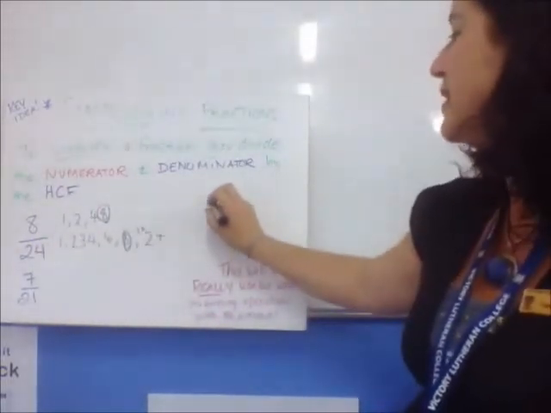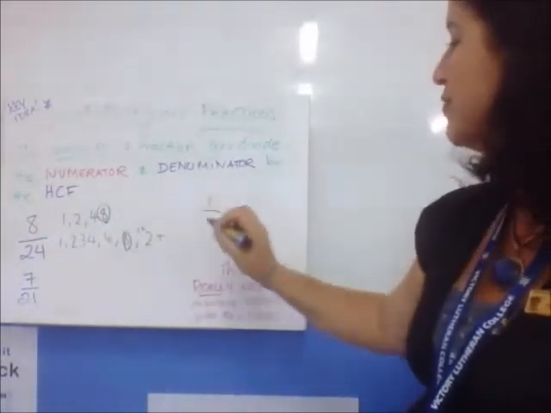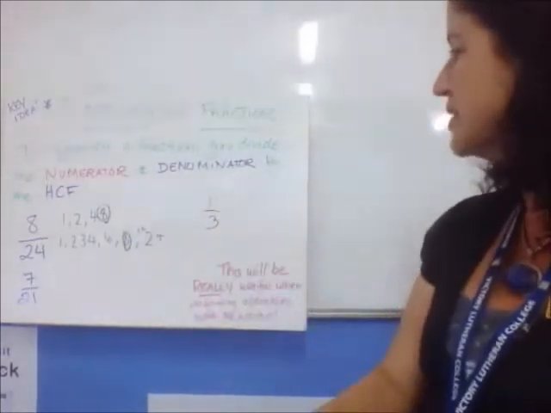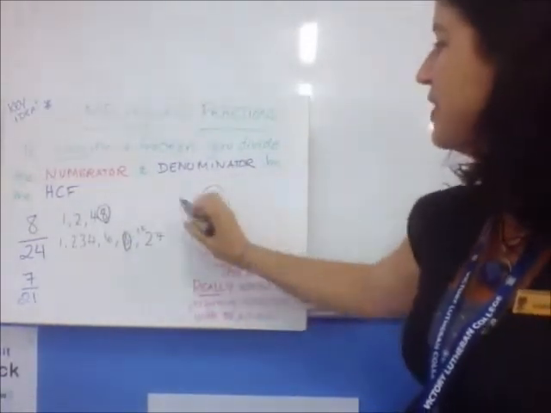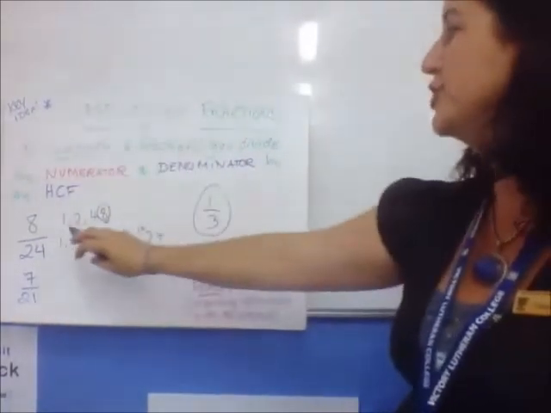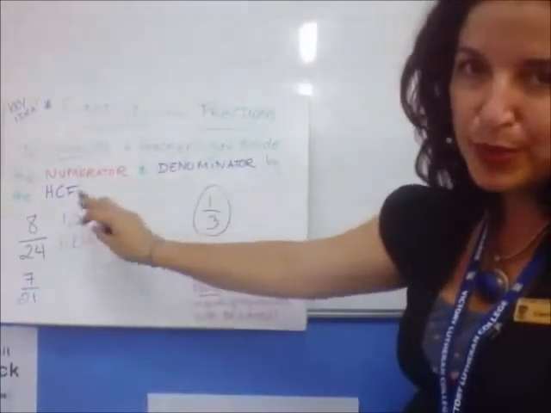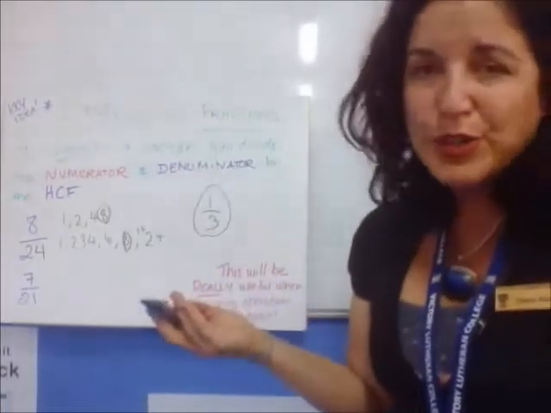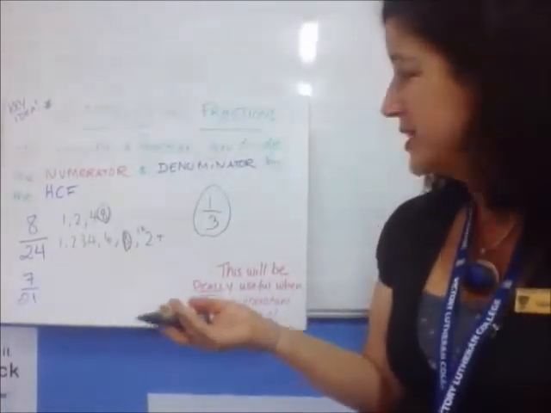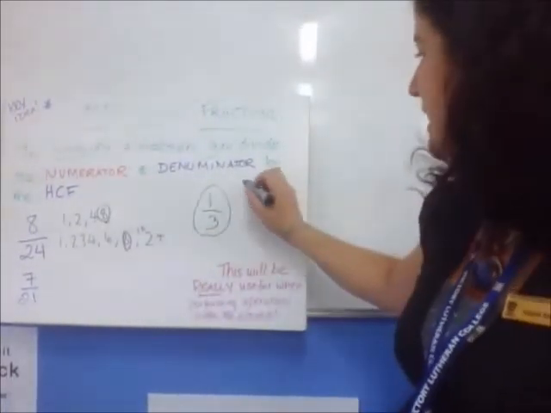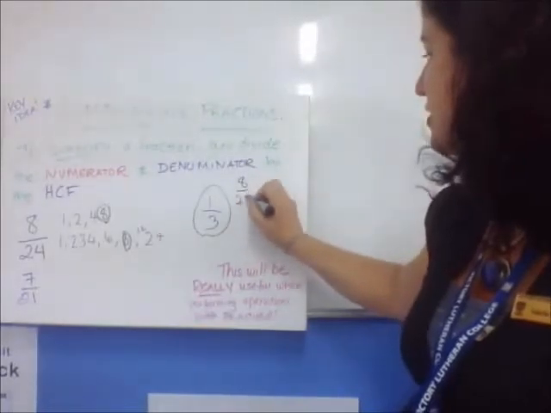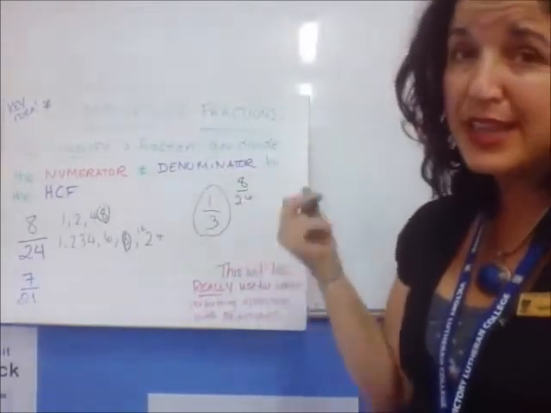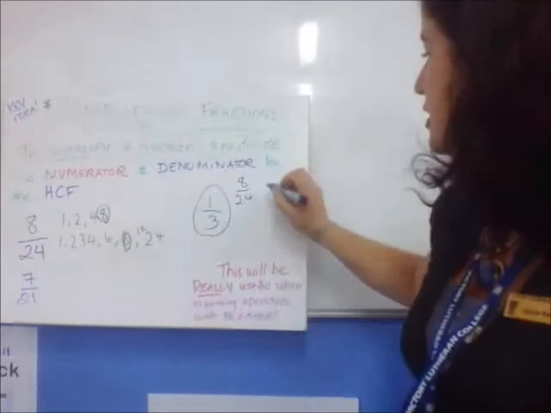So if we divide 8/24 by 8, 8 divided by 8 is 1. 24 divided by 8 is 3. So we've got 1/3. We have simplified this fraction by dividing them both by the same number, which happens to be the highest common factor. Now look, if you weren't sure which was the highest common factor, you could take 8/24 and you see that they're both even, so they can both be divided by 2. You could reduce it like this.